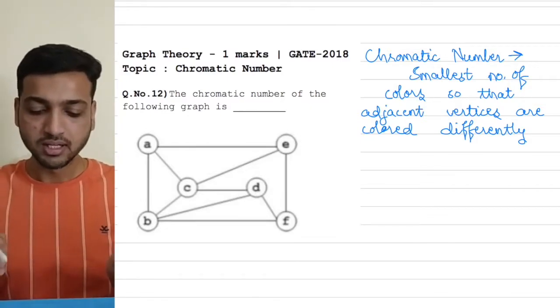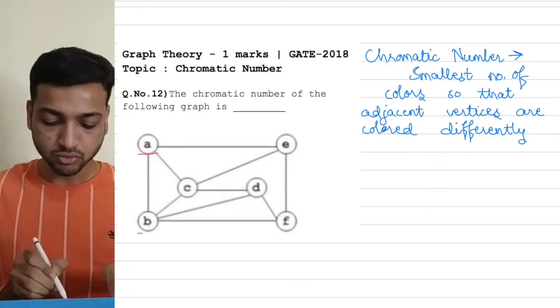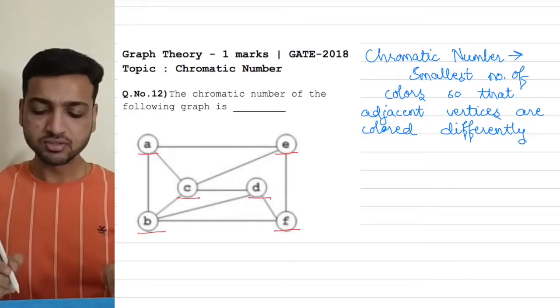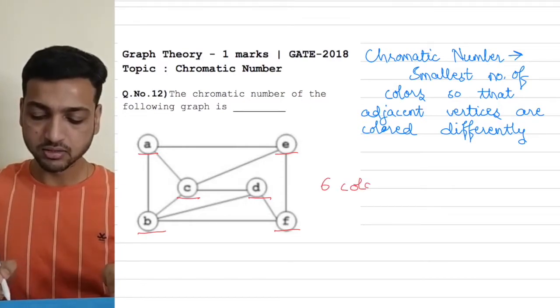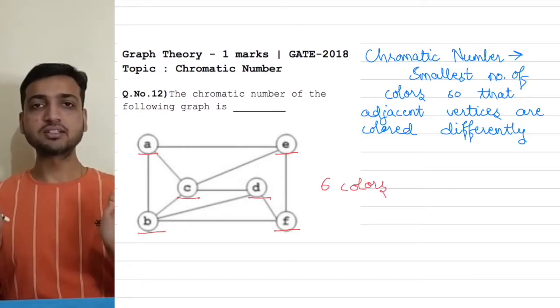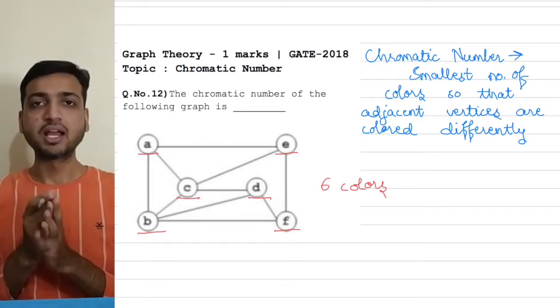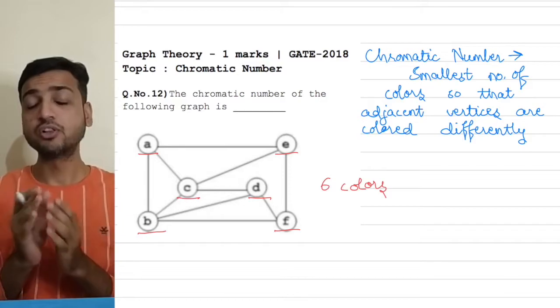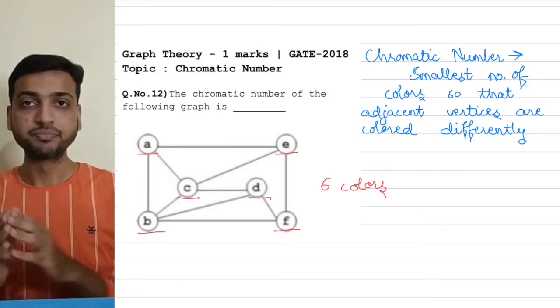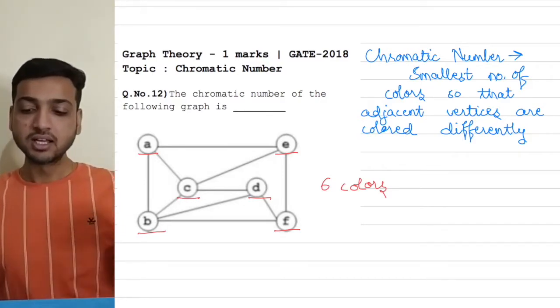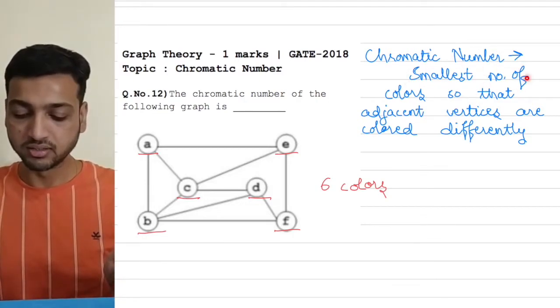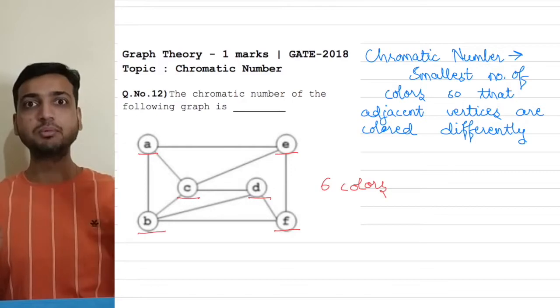For example, let's consider this graph. It has 1, 2, 3, 4, 5, 6 vertices. So if I use six colors, then each of the adjacent vertex will have a different color, and we are done with the problem that the adjacent vertices of the graph will not have same colors. However, chromatic number says the smallest number. We want the smallest number of the colors.